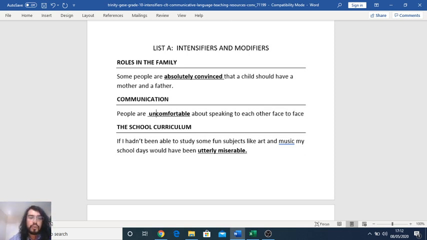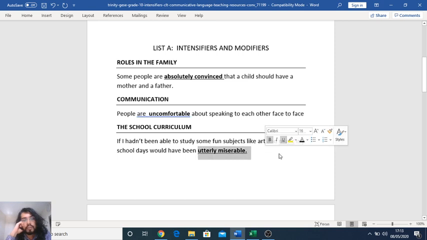So next, we shall look at the school curriculum. So let's read this out. If I hadn't been able to study some fun subjects like art and music, my school days would have been utterly miserable. Okay, so I've given you a clue here. It's in bold. The intensifier is there. It's in bold. So which one is it? Which one is the intensifier? Is it miserable or is it utterly? Have a guess.